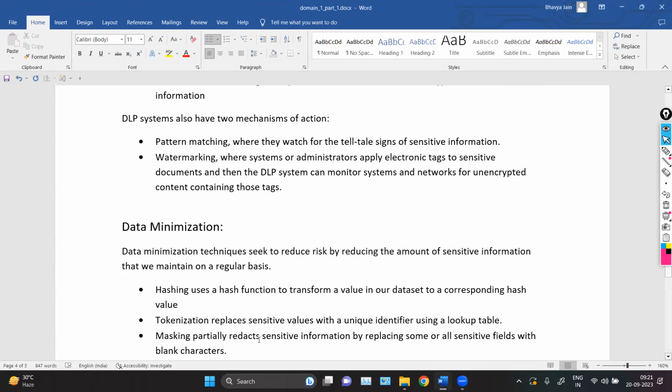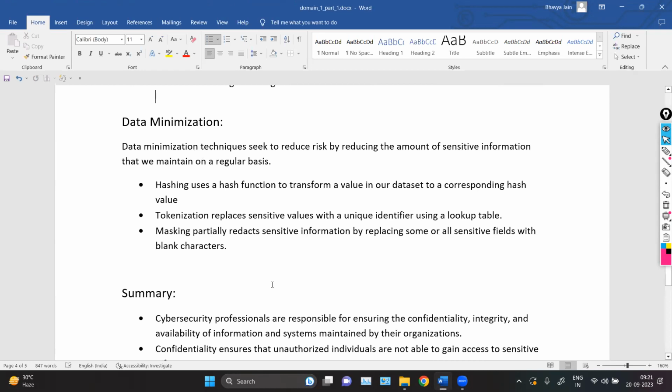Then we have data minimization. Data minimization techniques seek to reduce risk by reducing the amount of sensitive information that we maintain on a regular basis. For example, hashing. Hashing uses a hash function to transform a value in our dataset to a corresponding hash value. Then tokenization replaces the sensitive values with a unique identifier using a lookup table. Then we have masking, which partially redacts the sensitive information by replacing some or all sensitive fields with blank characters.